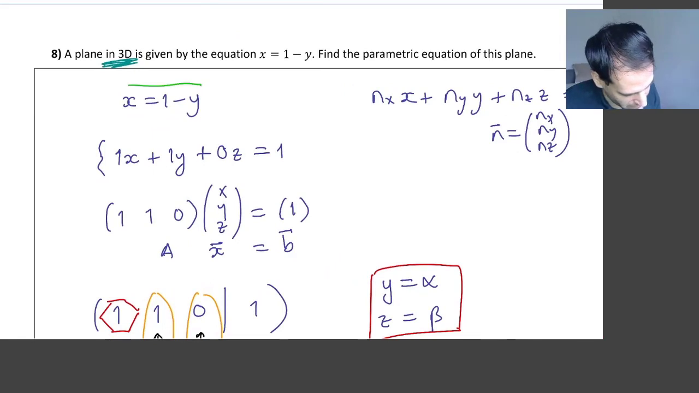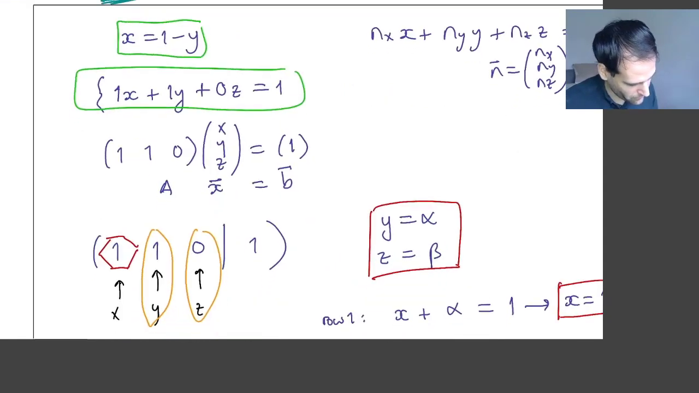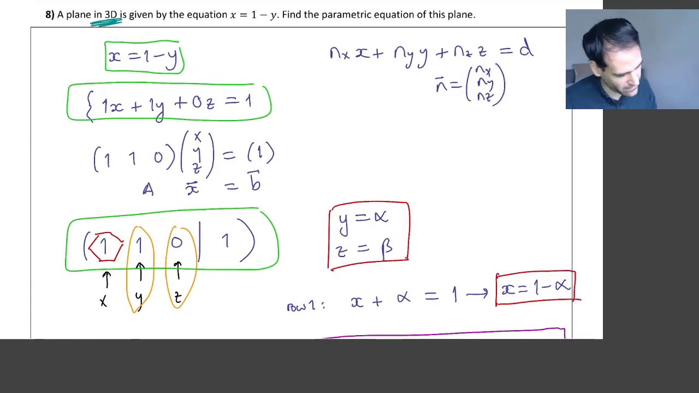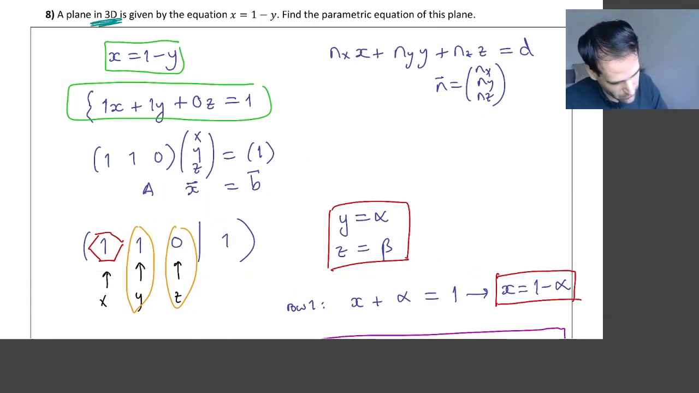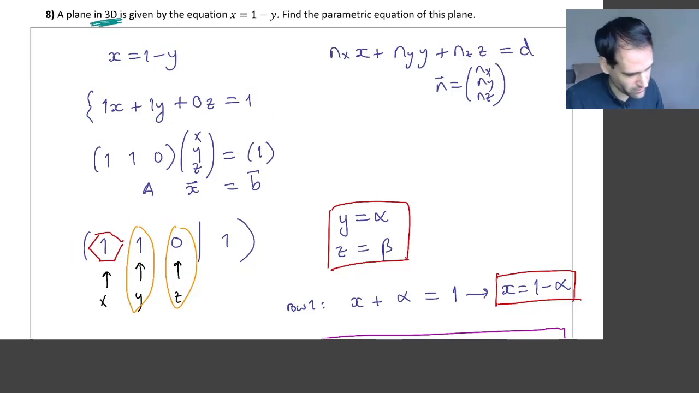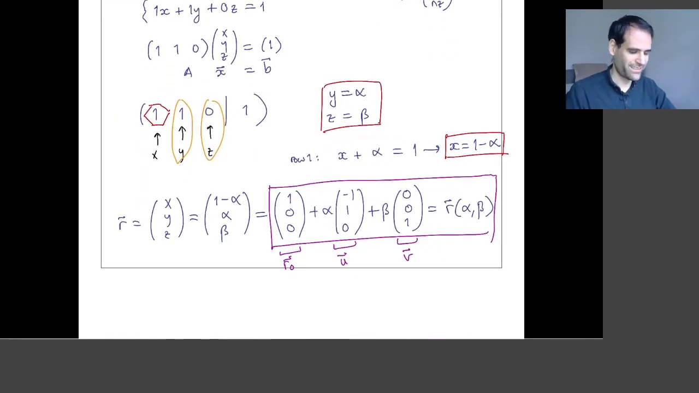So it's quite amazing how, by interpreting this really simple equation as a linear system of equations, and therefore writing the augmented matrix, we can immediately see that y and z must be free variables because they are columns without a pivot. So it's a very nice alternative way of finding the parametric equation of things like planes.